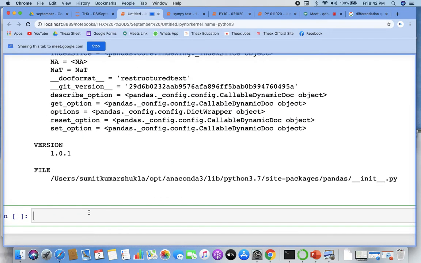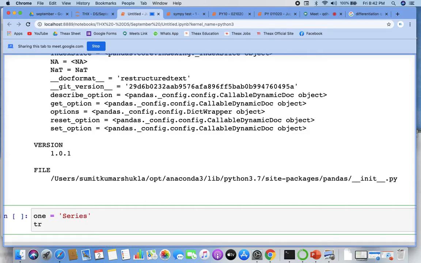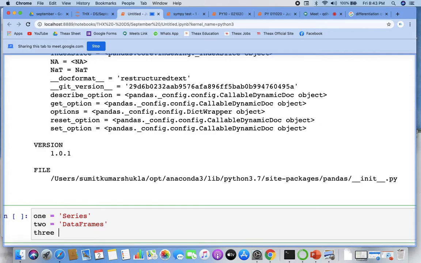Here, one dimension we call a series. We'll discuss tomorrow what these things are. We have two dimensions, which we call data frames, very important. And we have three dimensions, which we call panel. So these three things are there to deal with in pandas, the very important things. Now series are 1D NumPy array structure. It is a one-dimensional NumPy array structure.